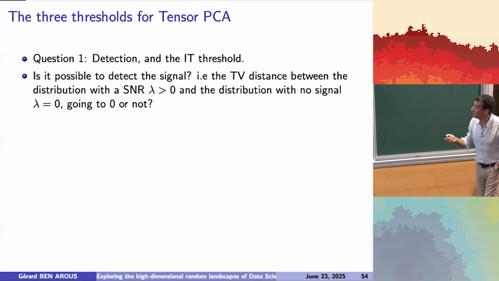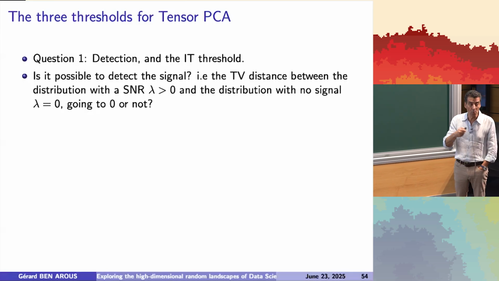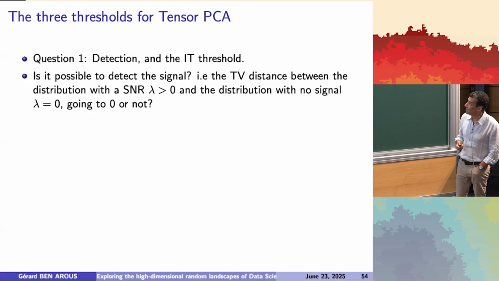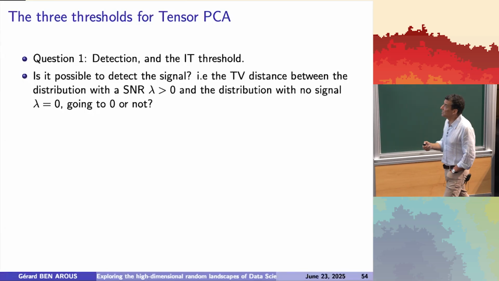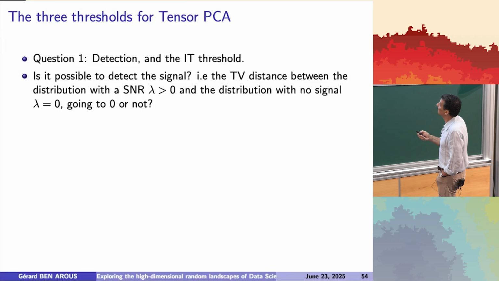Is it possible to detect the signal? So that's what it means: the total variation distance between the distribution with a signal-to-noise ratio lambda and the distribution with no signal, pure noise, is this going to 0 or not? Because maybe you can't detect. We'll think that we can always detect, but maybe you can't.